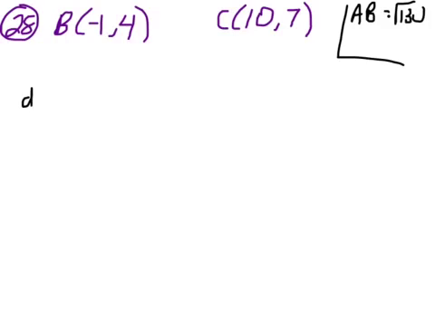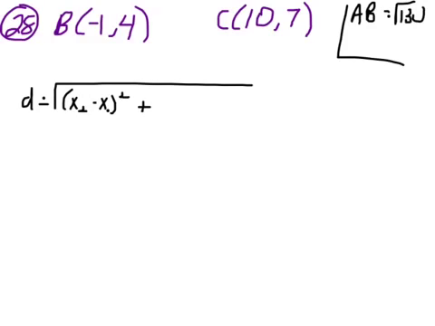Now the distance formula, if you didn't copy it down, here it is. You subtract your x's and you square them. So it's x2 minus x1 squared. And then you're going to subtract your y's, y2 minus y1 squared. And you get those numbers, you add them together, and then you take the square root of that total.